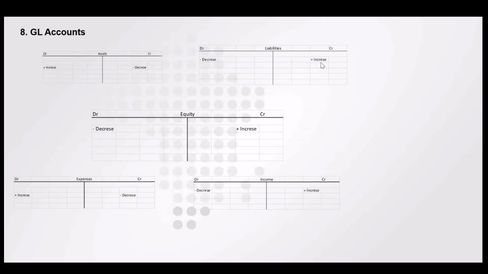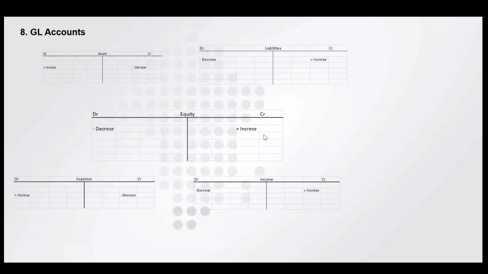Liabilities increase on the credit side and decrease on the debit side. Equity increases on the credit side and decreases on the debit side. The expenses increase on the debit side and decrease on the credit side. The income increases on the credit side and decreases on the debit side.